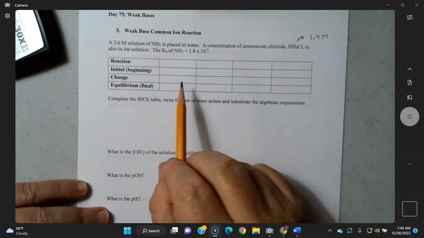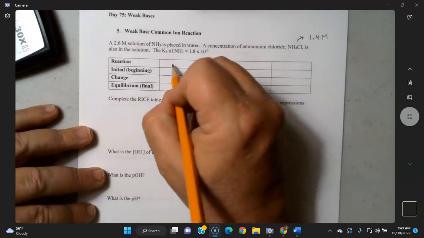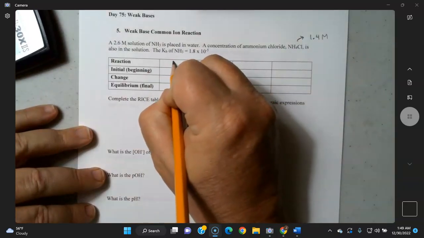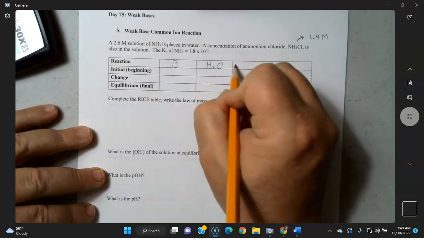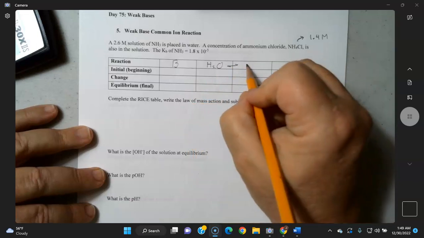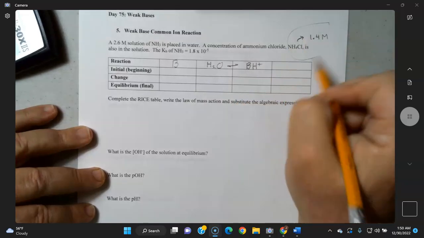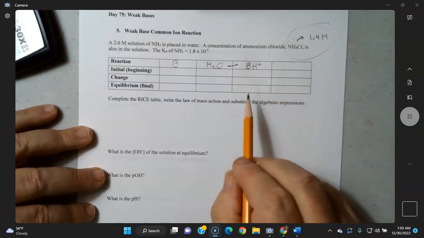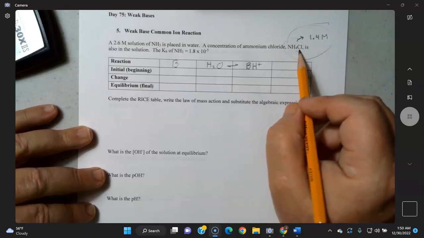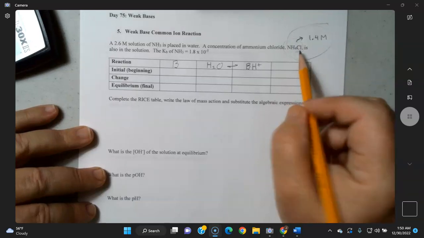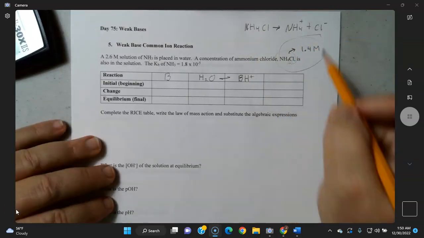All right, so we're going to go ahead. Now this time I'm going to use the generic notation. So we have the NH3, that's neutral, so we're going to call that B. Then we have H2O, and then we have BH plus, that's the NH4Cl, okay? Because what's going to happen is the Cl is going to break off, it's going to dissolve. So let's go ahead and write that reaction up here. Plus Cl minus.